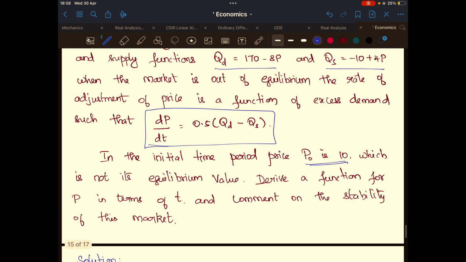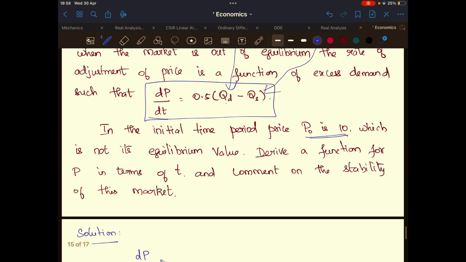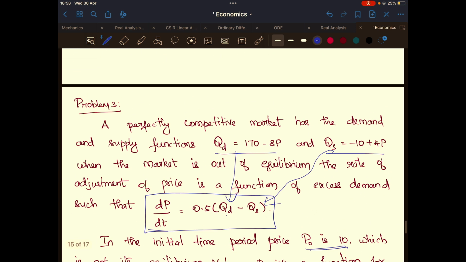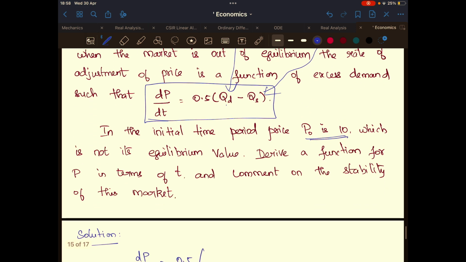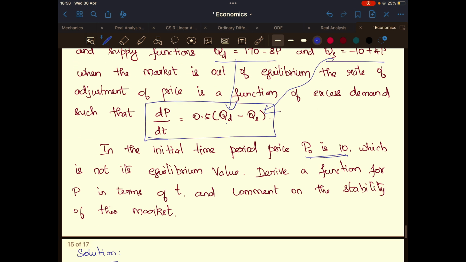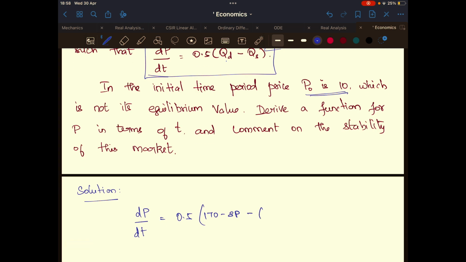Now this is very simple. dP by dt is 0.5 times (Qd minus Qs). You have to substitute the value of Qd here, Qs here. So dP by dt is equal to 0.5 into, this is your first step, I'm not going to solve fully, 170 minus 8P minus, what is Qs?